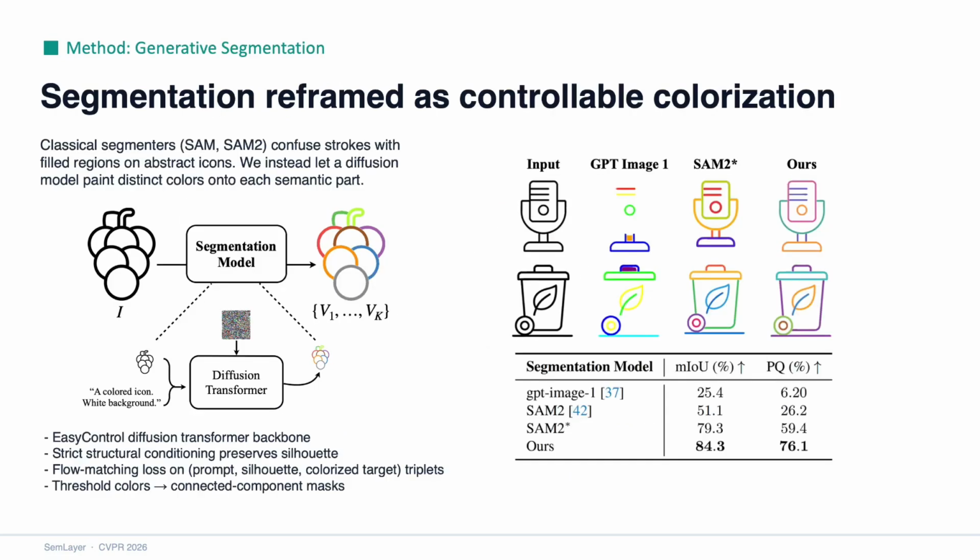For segmentation, we found that classical segmenters like SAM and SAM2 confuse thin strokes with filled regions on abstract icons. So we reframe segmentation as controllable colorization. We let a diffusion transformer paint distinct colors onto each semantic part, while strictly preserving the silhouette. We build on the easy control backbone and train with the flow matching loss on triplets of prompt, silhouette, and colorized target. At inference, we threshold the colors into connected component masks. As you can see on the right, our method significantly outperforms SAM2 and GPT-Image1, reaching 84.3 MIOU and 76.1 panoptic quality.